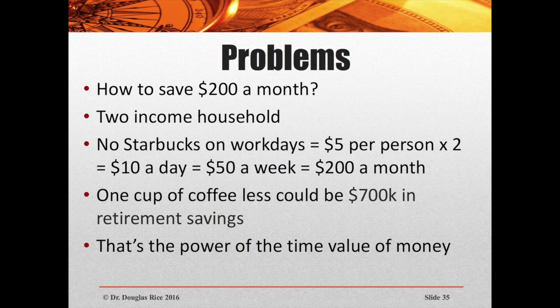So what we've learned here is, well, let's first of all, we have to decide how we're going to save $200 a month. If you have a 2-household income, no Starbucks on weekdays is $5 per person times 2 is $10 a day, or $50 a week, or $200 a month. So I might not have made somebody's day here, but if you just think of one less Starbucks each for 40 years, that is $700,000 into your retirement account.